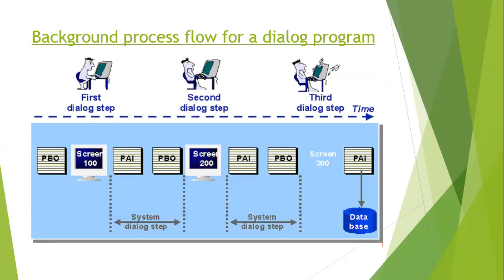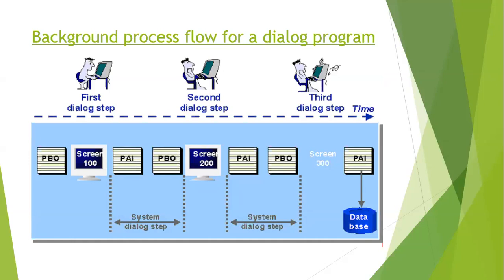Each screen will basically have 4 events. The default events are PBO and PAI, and apart from these you have 2 other events. Have you remembered those 2 events? Generally, a module will have 4 events. So what are those events? I think I taught you in the last class.